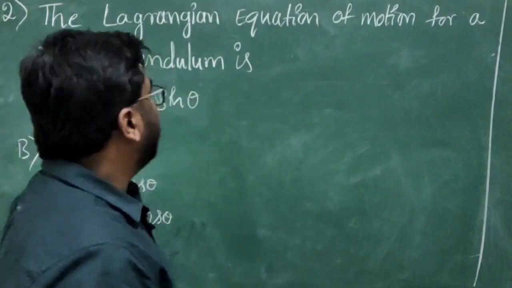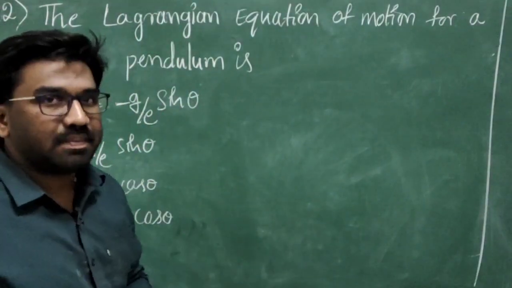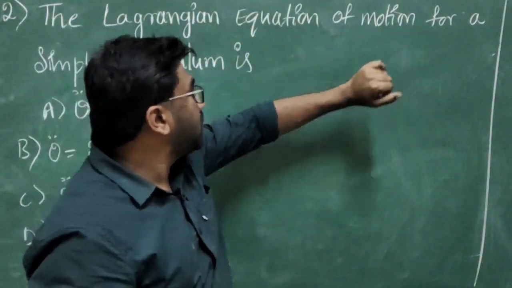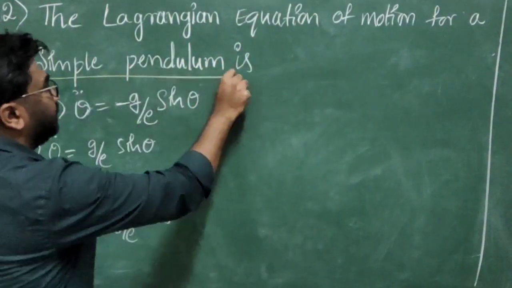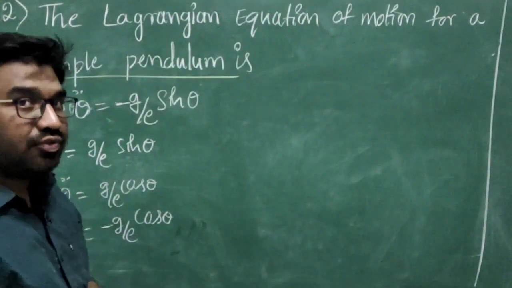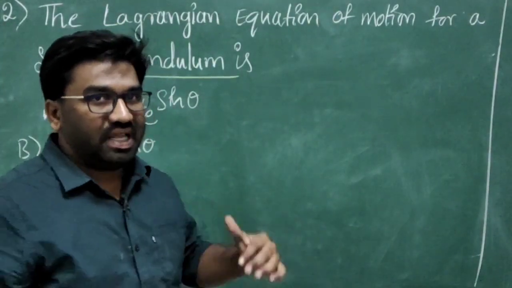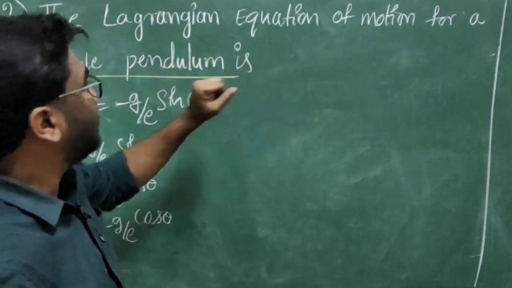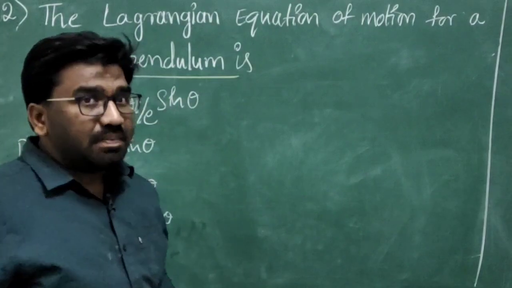So this is question number 2, and in the KSIR paper it is question number 12. The Lagrangian equation of motion for a simple pendulum is. In these 4 options, we should find out which one is the Lagrangian equation of motion for a simple pendulum. So what is a simple pendulum?